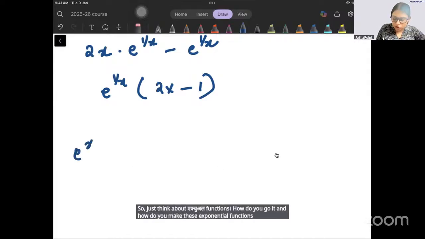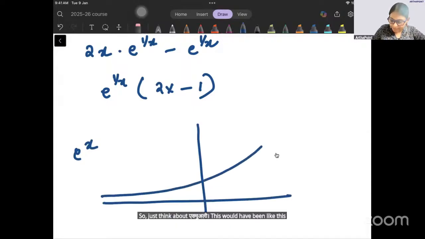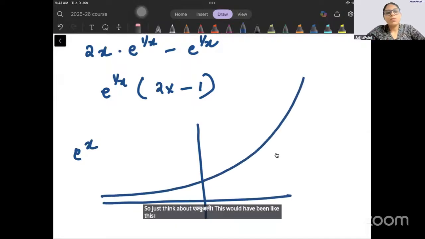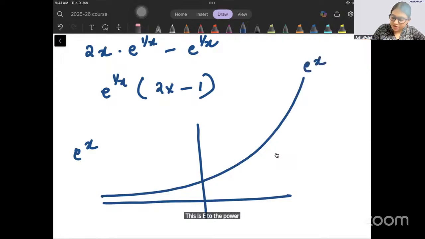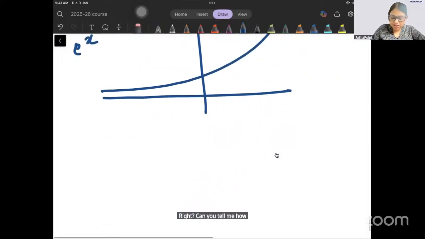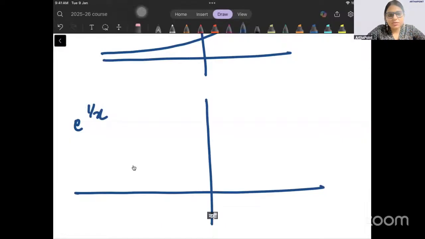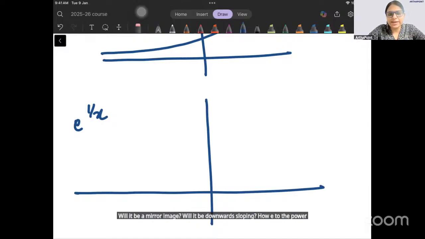If I were to plot e to the power x, this would have been like this. This is the e to the power x function. Can you tell me how the e to the power 1 by x function will look? Anyone? Will it be a mirror image? Will it be downward sloping? How will e to the power 1 by x look?